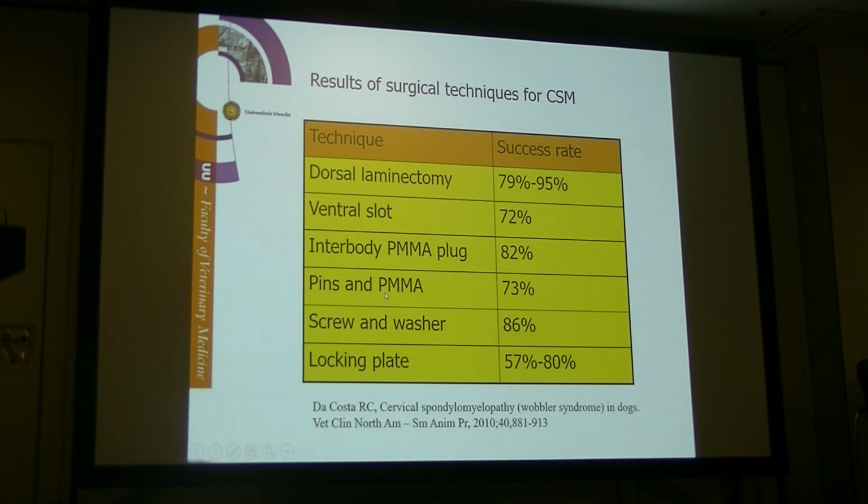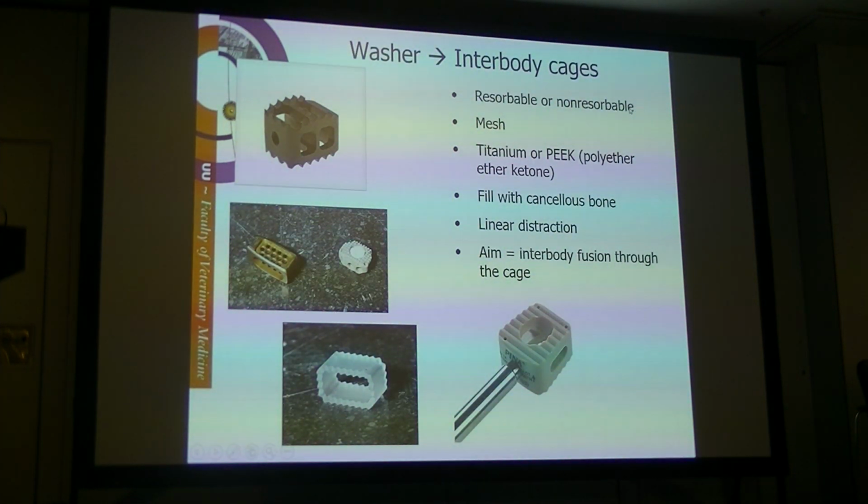So summarizing all the surgical techniques that I have dealt with up to now, Da Costa made a nice review on that, and you can see that the results are fairly similar for all these techniques. Around 70 to 80% surgical success. But remember, these are retrospective studies, low number of animals, no control group, and there may be a surgical bias in these studies. So what have we seen in the last 10 years or so?